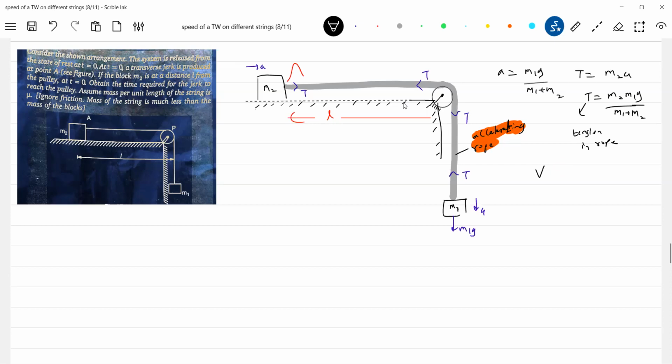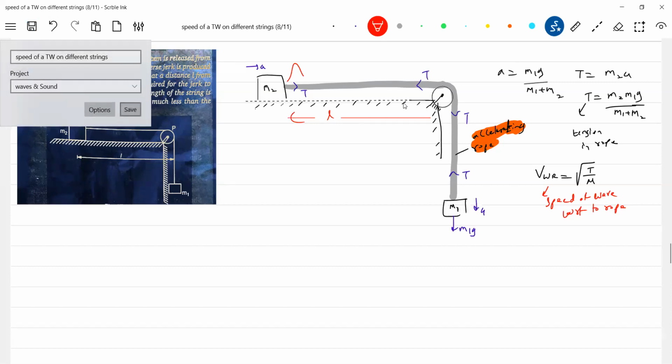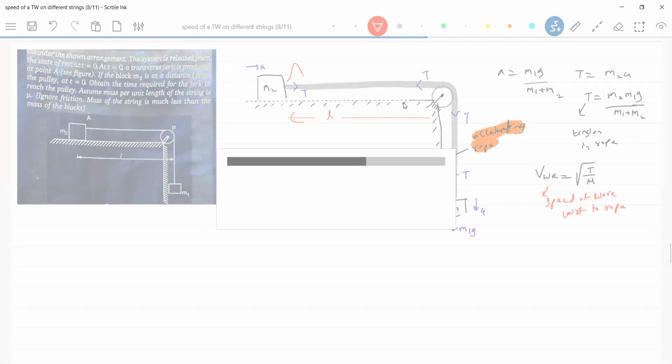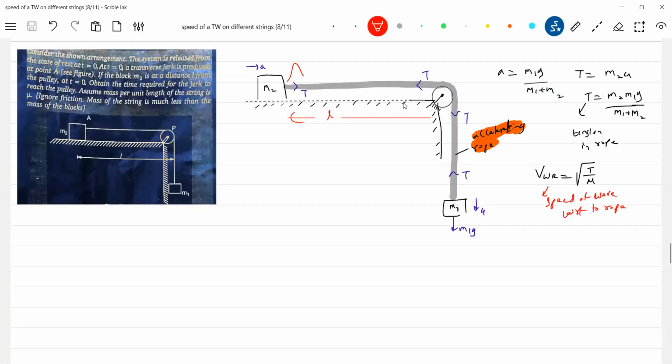Okay, now what is the speed of the wave with respect to the rope? It should be the square root of T by mu, where mu is the mass per unit length of the string. What is this? Speed of the wave. Rope or string, both are the same. And what is the tension? We know the tension. Let me call this V. It'll be easy for us every time.